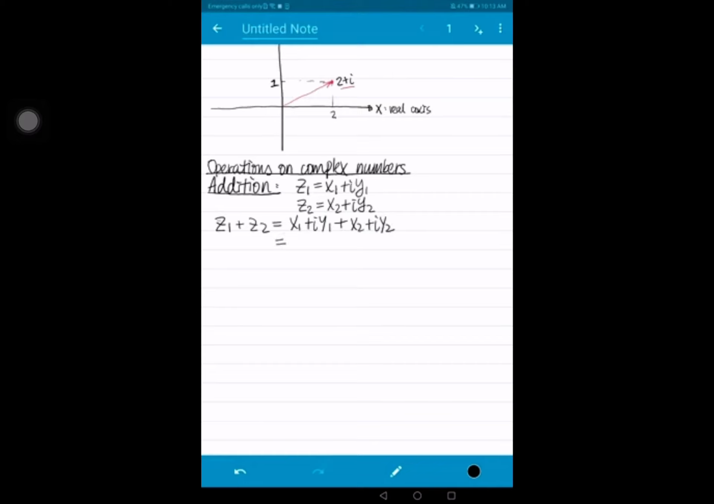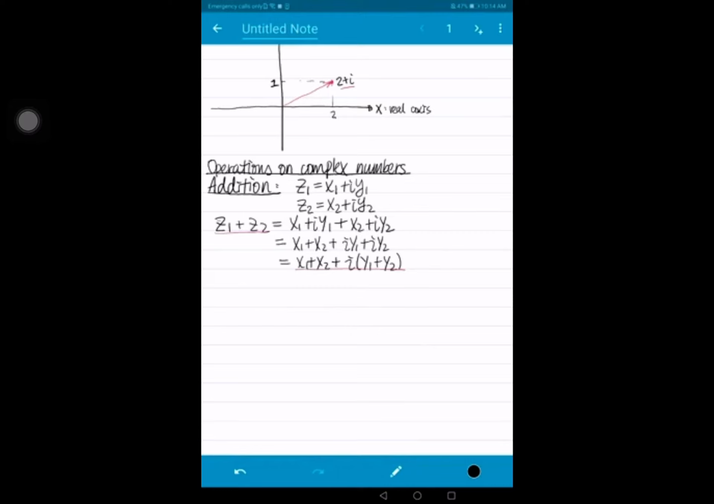So the way I add them is exactly to group the real part and imaginary part, right? So the real part consists of x1 plus x2, and the imaginary part is i y1 plus i y2, and I can factor out this number i, so this is i times (y1 plus y2), right? So this is basically the formula for adding 2 complex numbers. And how you add 2 complex numbers is to add the real part and imaginary part separately, right?